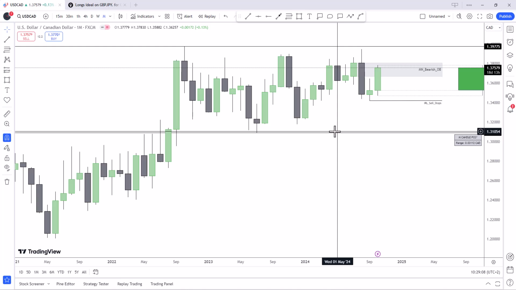Interest rate differentials are the talk of the town right now. They matter more than any other fundamentals. So rate decisions are very important now to your setups.